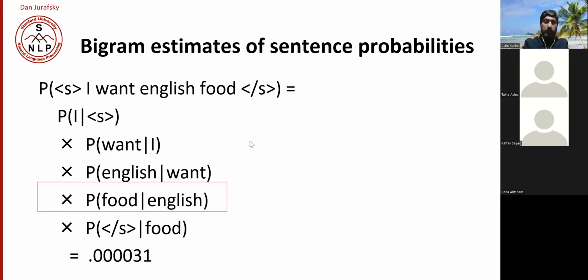So we are multiplying these: "food" given "English," and of course the end of sentence also, "English" given "want," "want" given "I," and "I" given start of sentence. If you multiply all of these probabilities, you'll get a value. Obviously, probabilities are less than 1. If you multiply multiple probabilities that are less than 1, the final probability will be even smaller, which makes sense, because if the probability of a given word is less than 1, then the probability of an exact sequence of words is going to be even lesser.